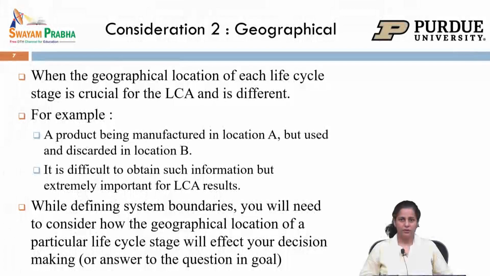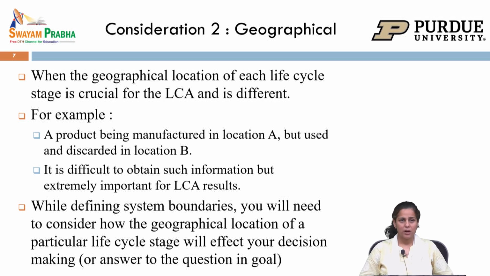The second consideration when we think about the scoping or the system boundary for our life cycle analysis is the geographical consideration. Geographical consideration is important because a lot of the stages of the life cycle of the product may not be located in the same location. The regional variation, or geographical variation, is very crucial for LCA, and it is different in different cases. Hence, the same product being manufactured in location A versus B can be different.